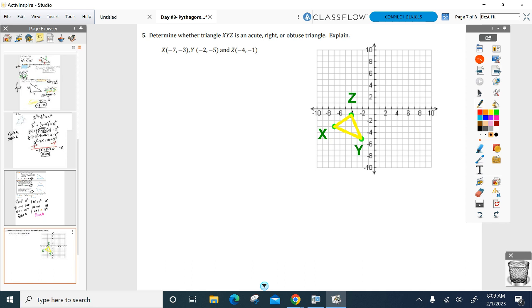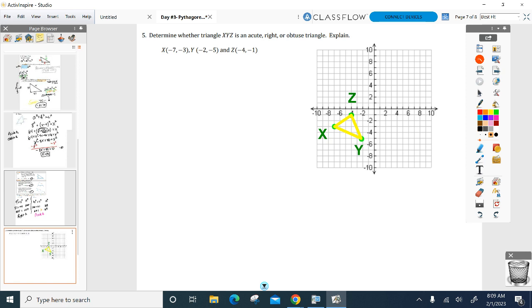Okay, acute, obtuse, or right. And it's not going to be, oh, let's pick this because it looks like it. Nope, let's put some math behind it. If you're going to tell me if this is acute, right, or obtuse, I need to know the side lengths so I can plug them into the Pythagorean theorem. All right, we know we're going to have to find the side lengths.